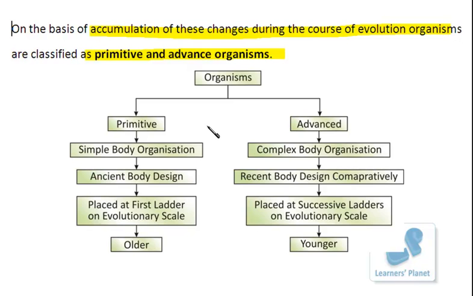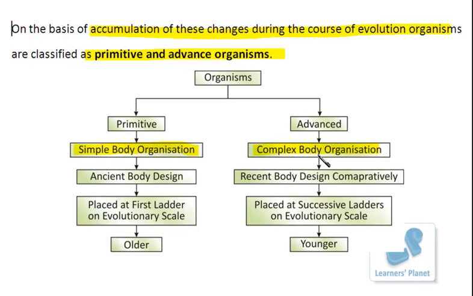So now here is the flowchart which is showing the comparison between the primitive and the advanced organisms. Basically, the primitive organisms have a simple body organization. This simple body organization is in comparison with the organisms which have a complex body design. So if you are comparing two organisms, the one which has the simple organization must be a primitive organism, and the one which has the complex organization must belong to the advanced category.